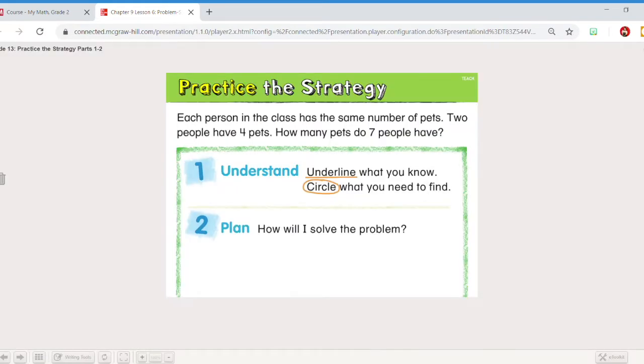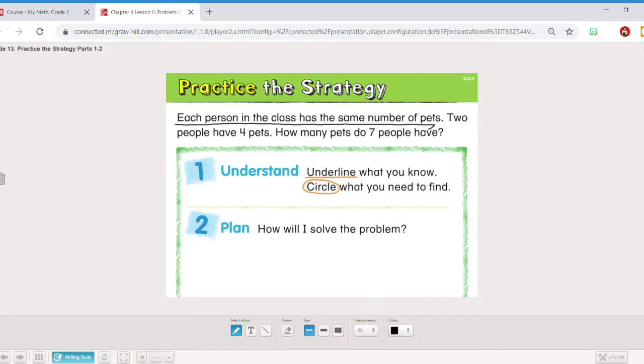Each person in class has the same number of pets. 2 people have 4 pets. How many pets do 7 people have? Well, there is a lot of information here. I believe you have this one in your packet, so you can go ahead and follow along. Let's underline what's important. Each person in the class has the same number of pets. So it's like before, each person has the same. 2 people have 4 pets.